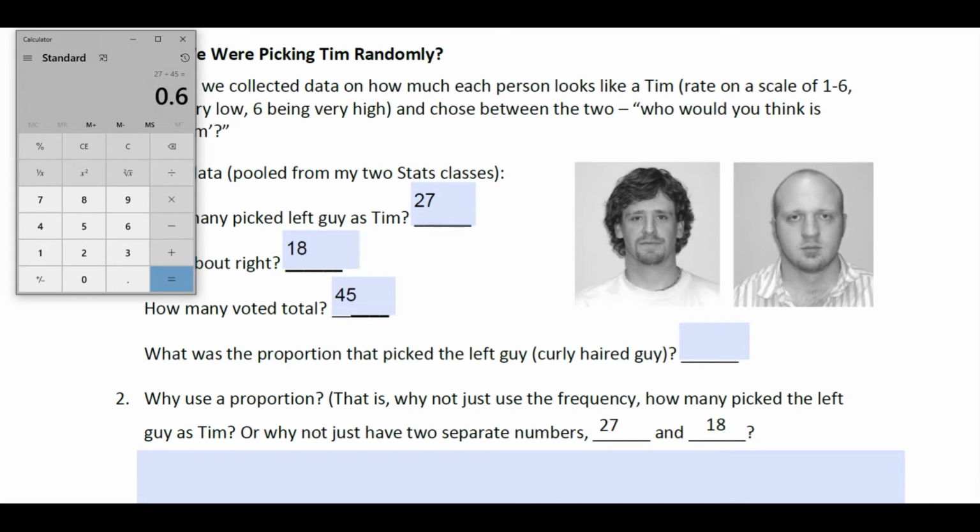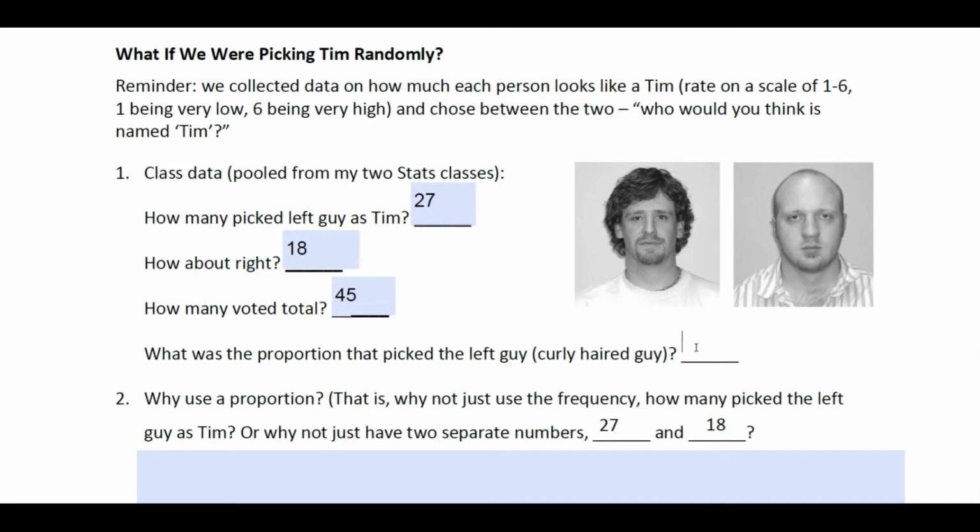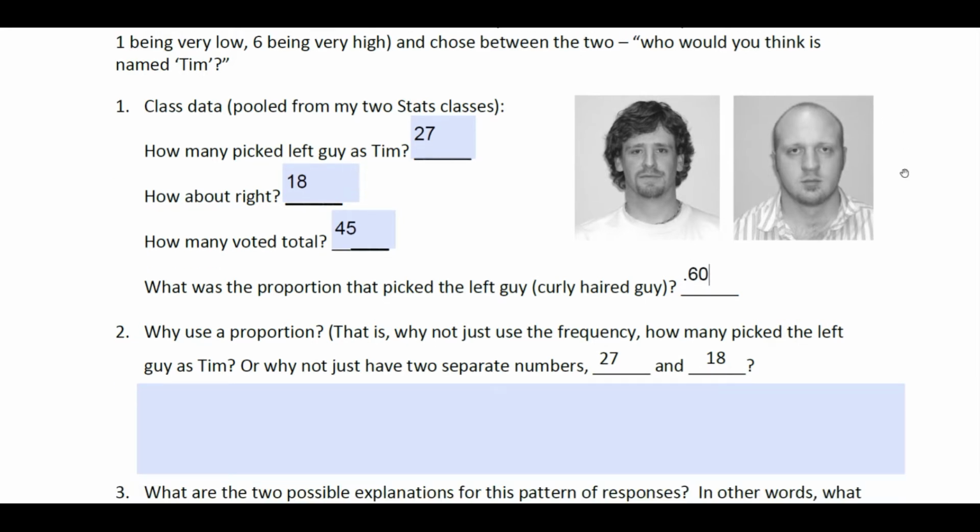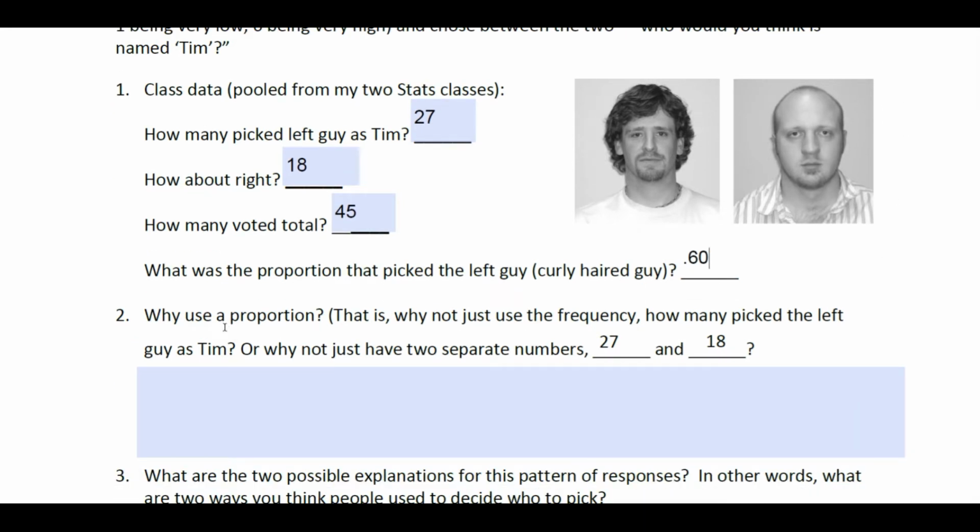So 0.6. And again, if we multiply by 100, that converts it to a percentage. So we know that 0.6 is equal to 60%. 60% of these 45 people chose the guy on the left. So I'm just going to put that proportion 0.6 or 0.60 right there. So that is, again, 60% chose this guy on the left. So if we know that 60% chose him, can we figure out what proportion this is without going back and doing 18 divided by 45? So that's what this next question is about.